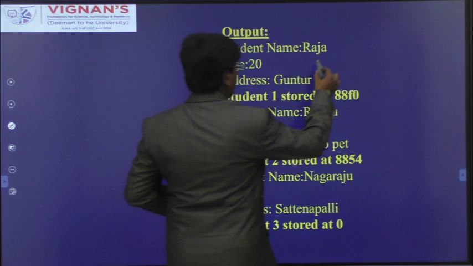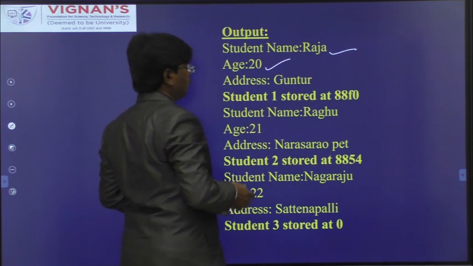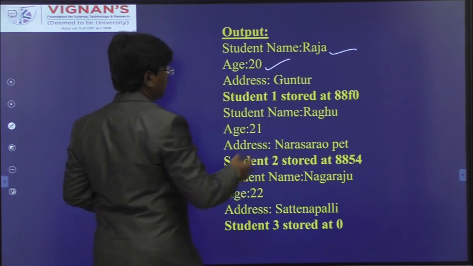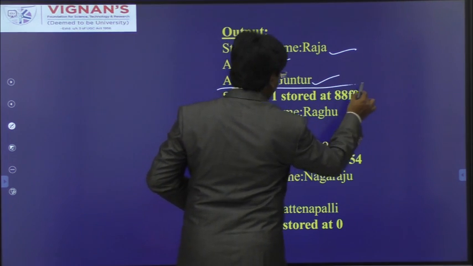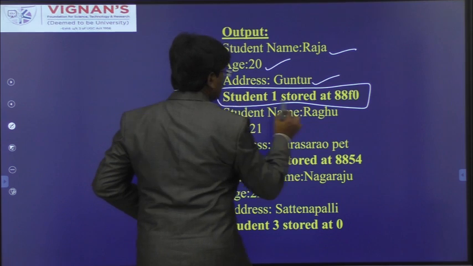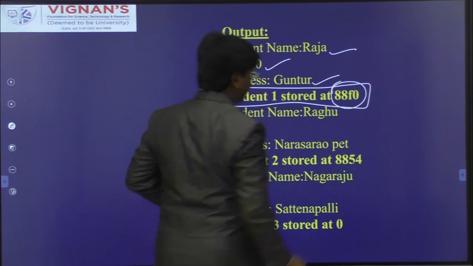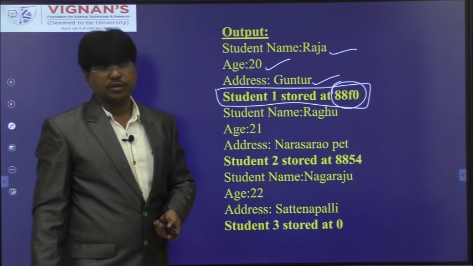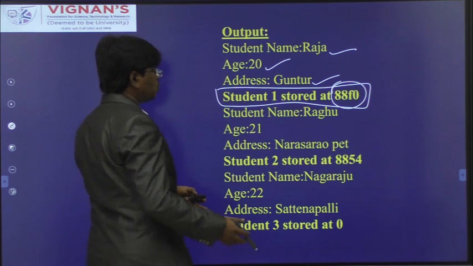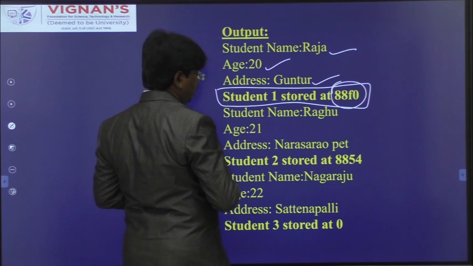Okay, so first I have normally printed the first student name Raja, age 20, address Guntur. After that, what I am printing is where student 1 is stored, at which memory location. This is the memory location 88F0. How is this particular memory location printed? With the help of the pointer. Okay, so I have assigned the student 1 address to the structure pointer next PTR.